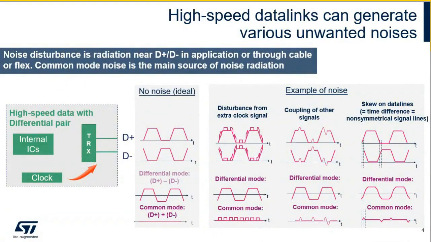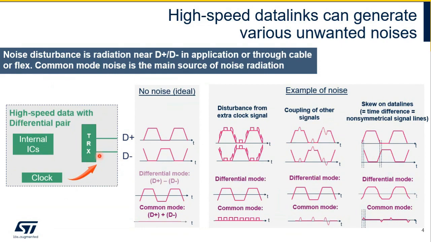High-speed data links are made with differential pairs, with two signals, the plus and the minus, in phase opposition from a transceiver in this case. Most electronic systems have multiple differential high-speed connectors with internal ICs, microcontroller or controller, transceiver, but also external clocks. In this page, we are going to see how electromagnetic interference, EMI, needs to be considered to avoid unwanted noise emission.